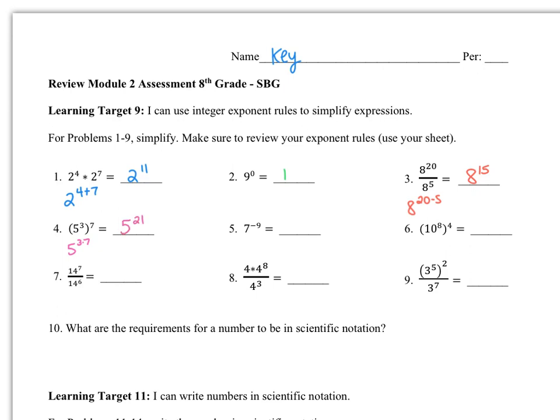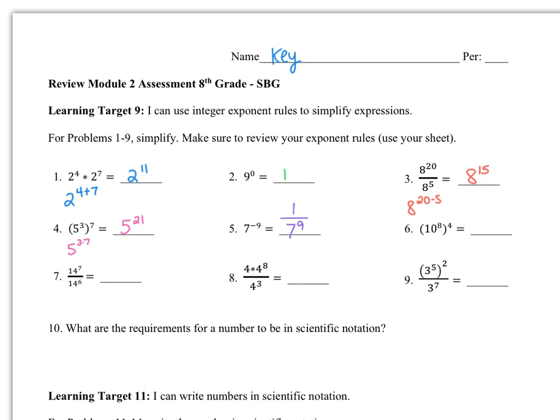For number 5, we have our negative exponents. So remember that a negative exponent means we're actually dividing by the base that many times. So if we want to divide by 7 9 times, we have to do 1 divided by 7 9 times. So 1 over 7 to the 9th.